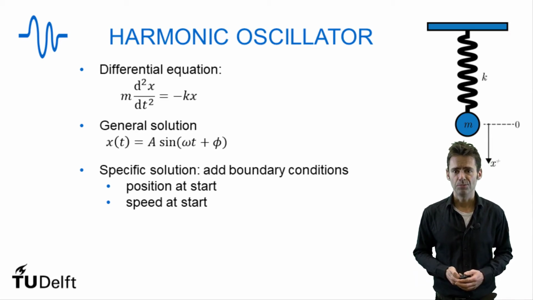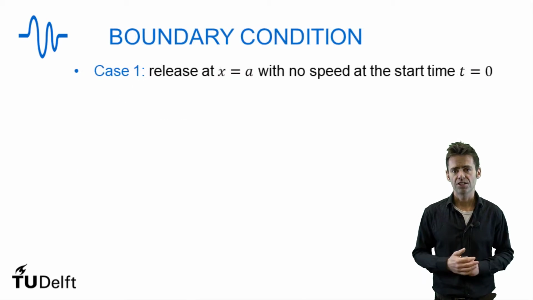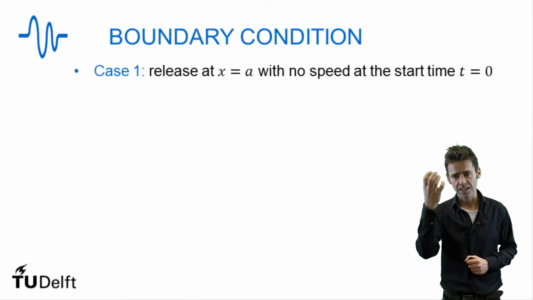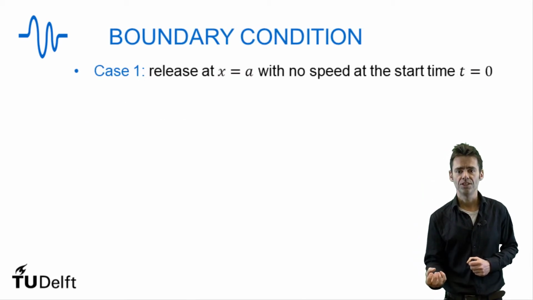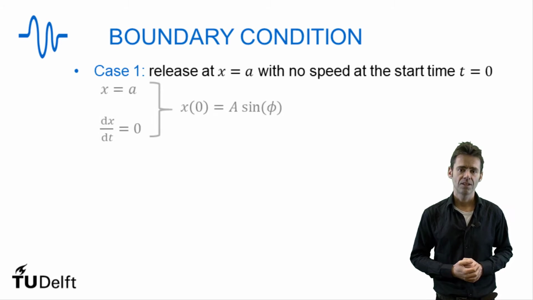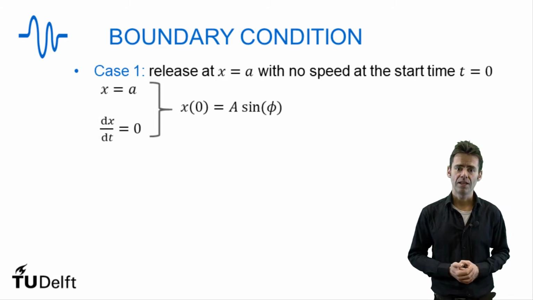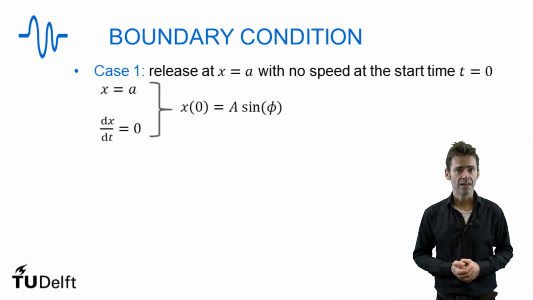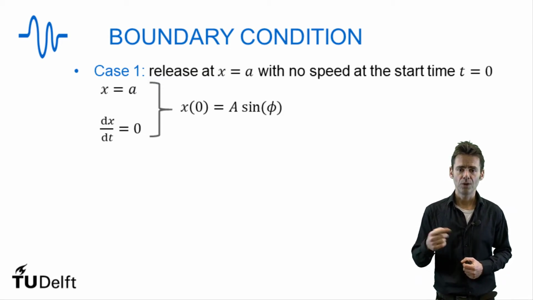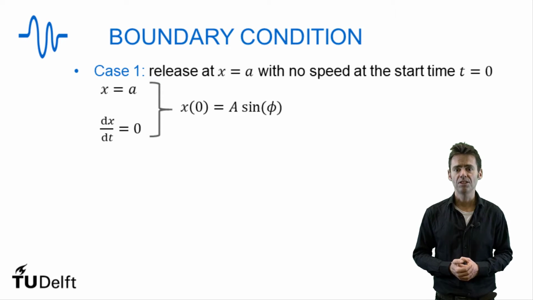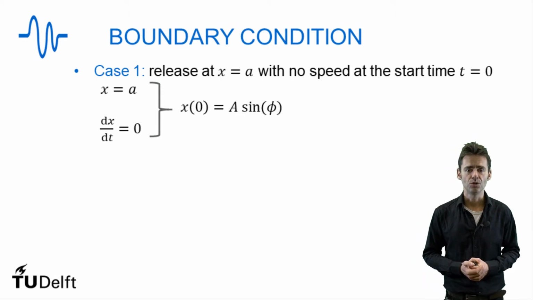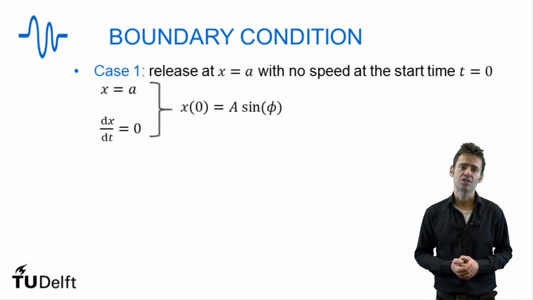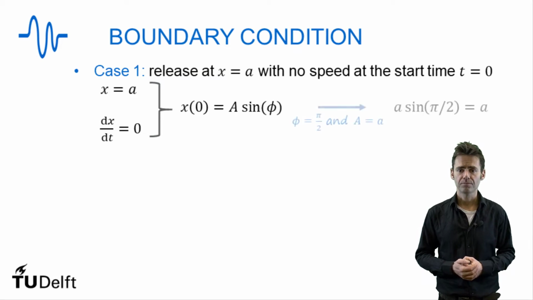Let's look at a few examples. In the first case, let's assume that we extend this mass downwards to a distance a, and then at time t equals 0, we release it without any speed. So as boundary conditions, we have at time t equals 0, x is a, and dx/dt is 0. Now we can fill it out in our general solution, and we find that x0 is equal to a, capital A, times sine of phi.